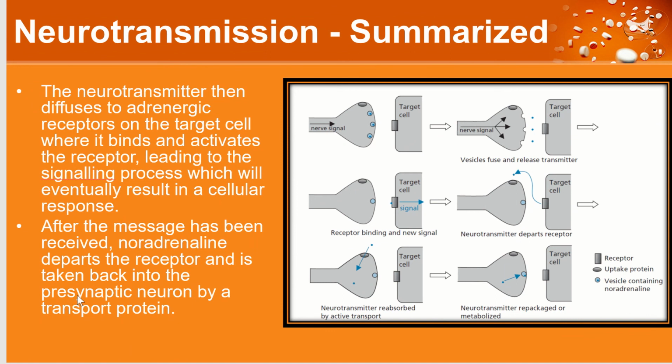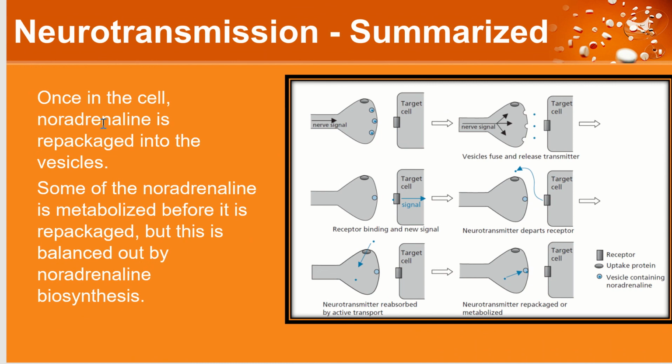The neurotransmitter departs the receptor and is taken back into the presynaptic neuron by a transport protein. So that's one way in which we get rid of our noradrenaline, by the reuptake. Neurotransmitter reabsorbed by active transport. And then once in the cell, noradrenaline is repackaged into the vesicles. Some of the noradrenaline is metabolized before it is repackaged, but this is balanced out by the noradrenaline biosynthesis. So neurotransmitter repackaged or metabolized.